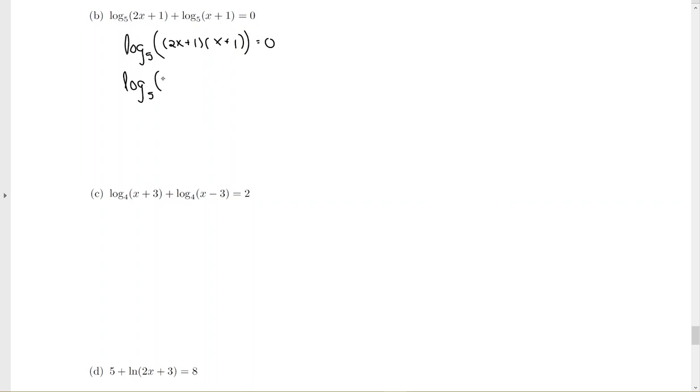So 2x times x, 2x times 1, 1 times x, and then 1 times 1. Combine like terms. So the 2x squared didn't have anything to combine with, but the 2x plus 1x will add up to 3x.